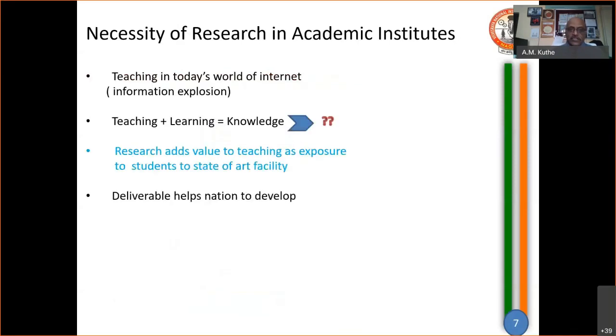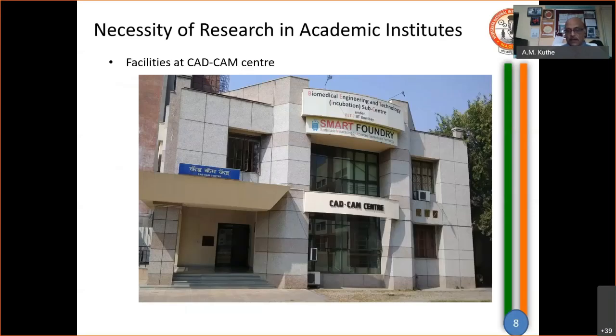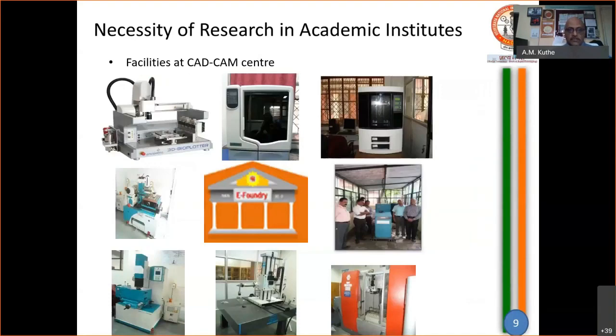Let me tell you something additional about the need of research in an academic institute. As I have mentioned in this slide in the highlighted part, research adds value to teaching as exposure to students to state of the art facilities. I can quote the example of the CAD/CAM Center, which we have running in VNIT. We have state-of-the-art machinery in the center like the bioplotter, rapid prototyping machines, and so on and so forth.